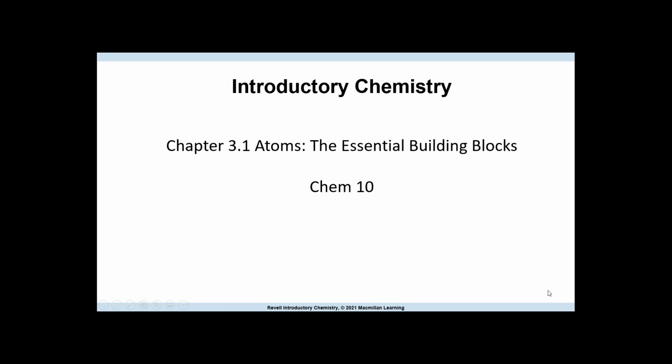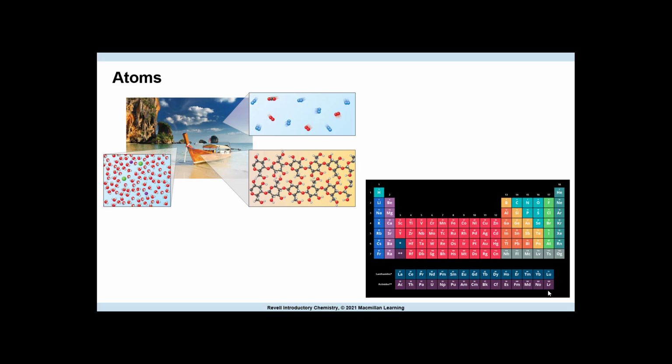Hi class, we are now beginning chapter 3. We're going to be looking at atoms and inside the atoms. So once we get started here, atoms. Everything we see, we touch, we taste, etc. is all made of matter.